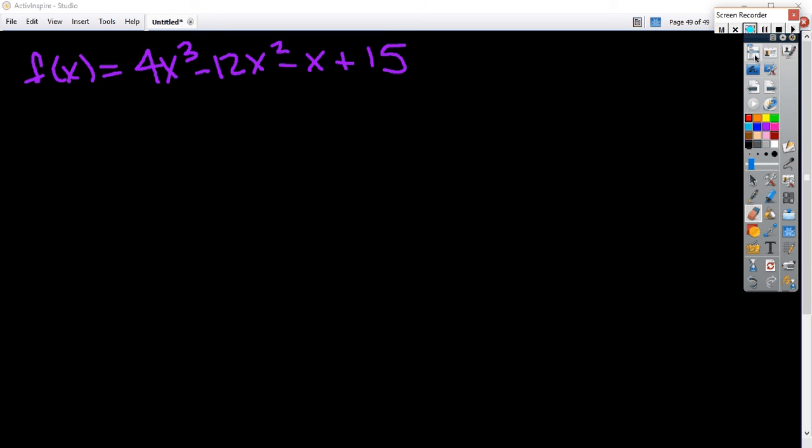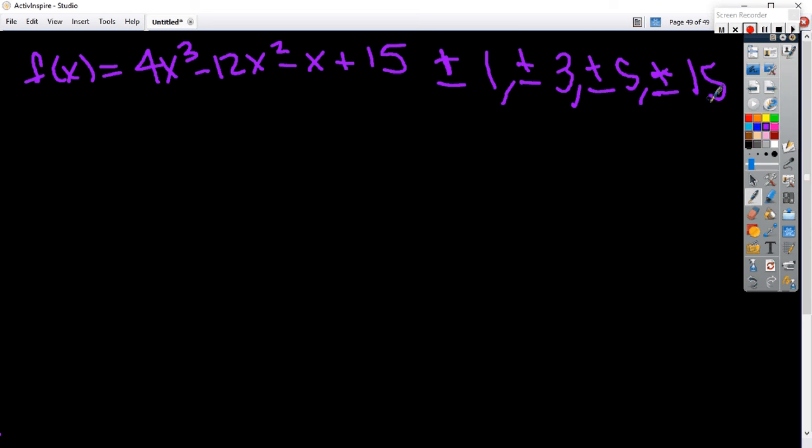All right. So first off, we're going to find the multiples of 15. Now we're going to find the multiples of 15. It's going to be plus minus 1, plus minus 3, plus minus 5, plus minus 15.